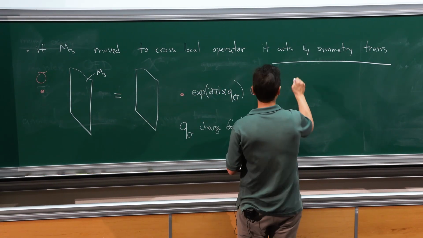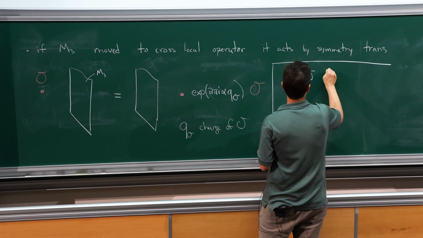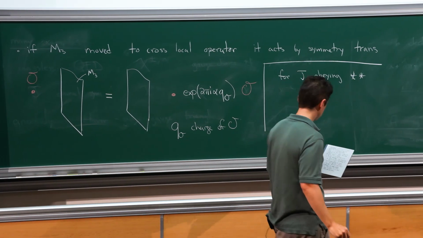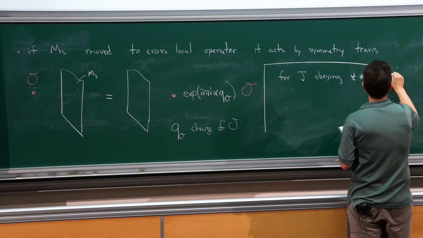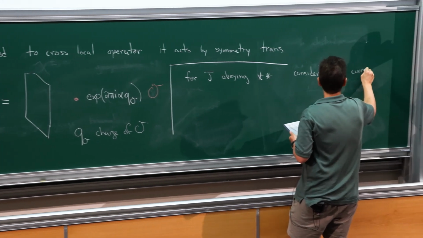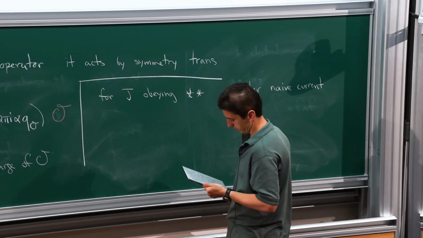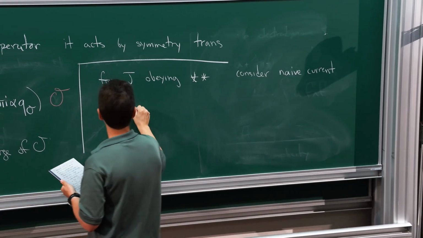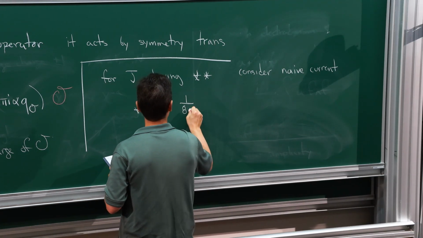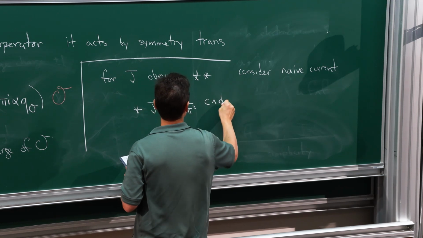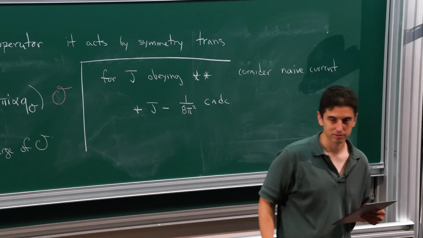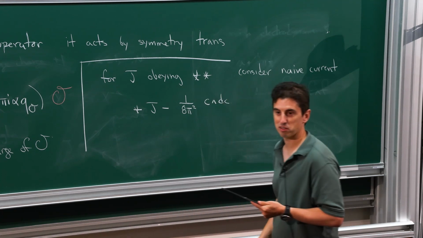Now, for J obeying our fancy equation, the anomaly equation, let's consider first a naive current. This was already suggested by somebody in the audience. So star j minus 1 over 8 pi squared c wedge dc. It's not so naive. You could even find this current written about in Weinberg's textbook. So you're in good company if you think this might be a good starting point.